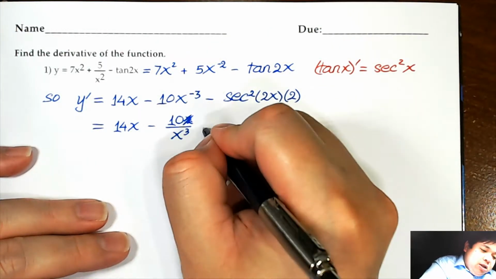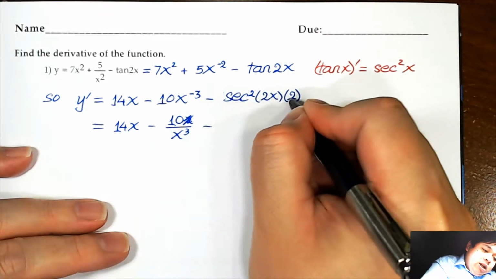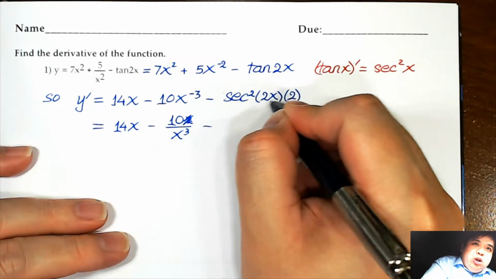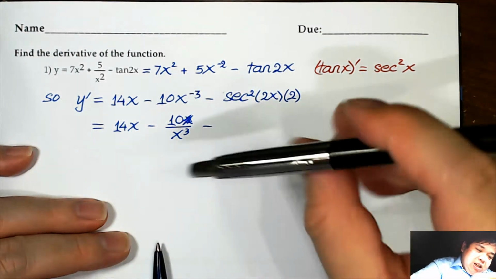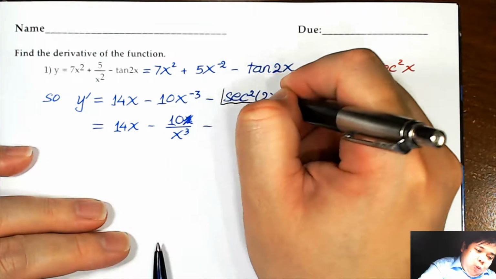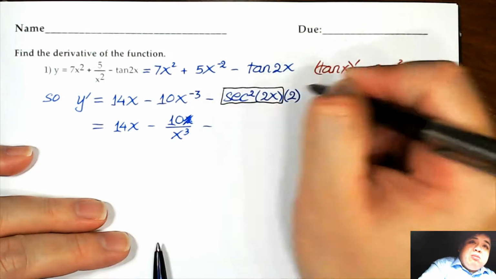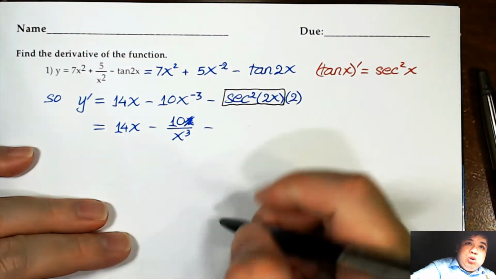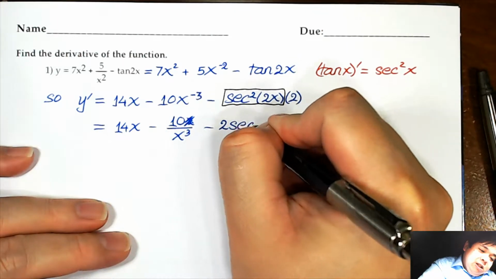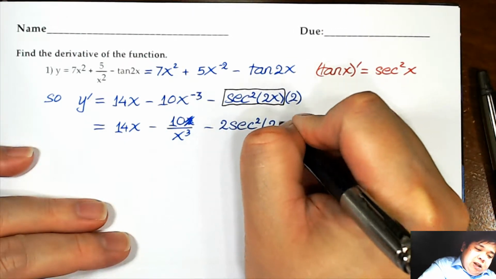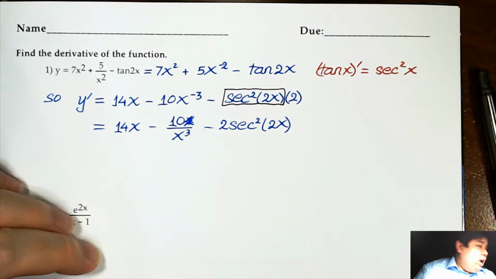And then minus the 2 in front. Notice we cannot multiply the 2 into 2x. The secant 2x is one unit together times 2. So we don't multiply the 2 to 2x. Move the 2 in front. And that's what we have.